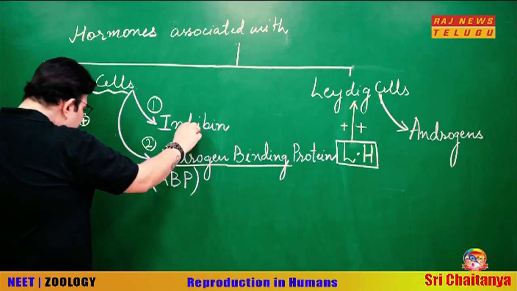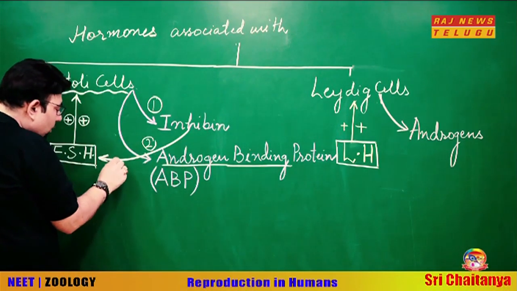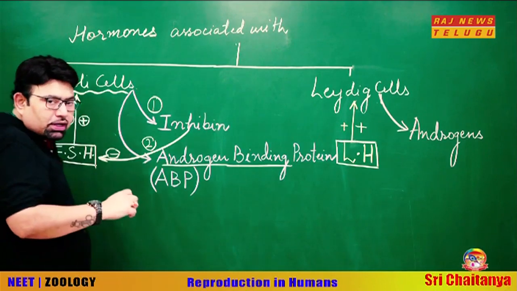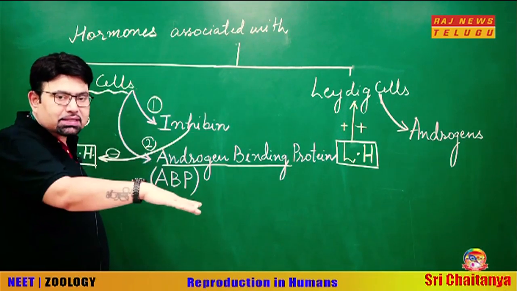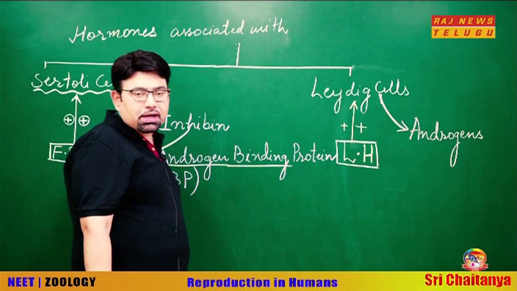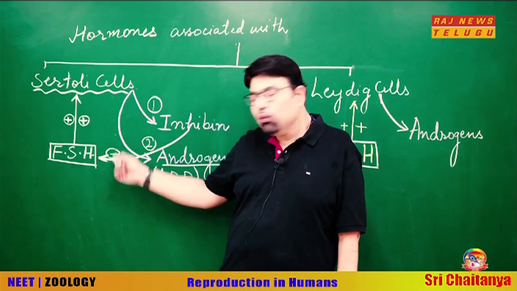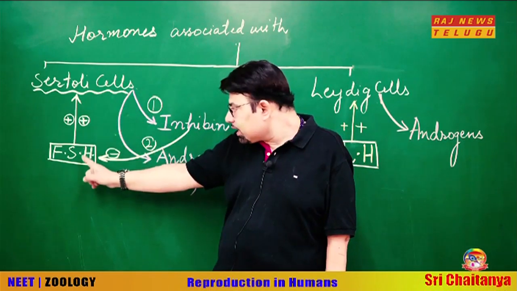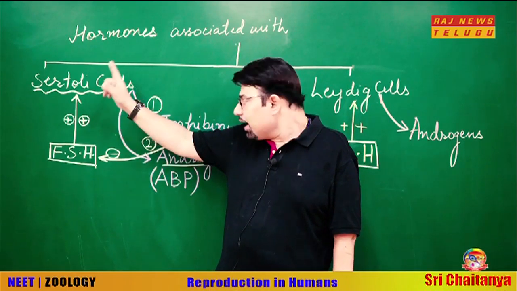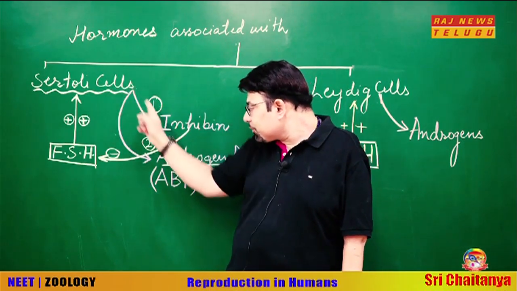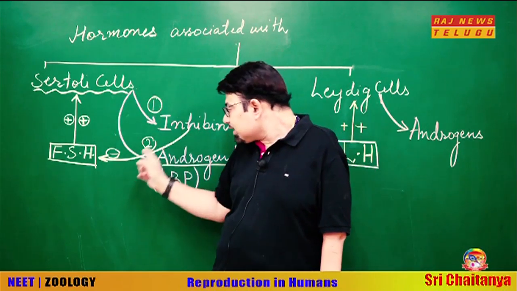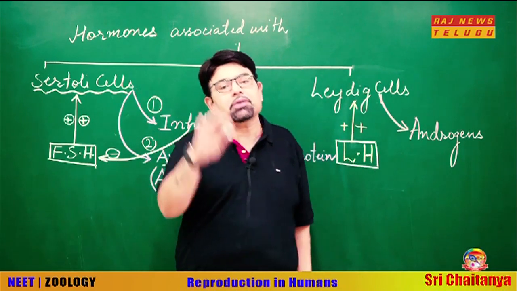This inhibin controls the secretion of FSH. It controls or suppresses the secretion of FSH. This is a very, very important question in the examination. Which hormone stimulates these cells? And then what do these cells produce, and how is FSH suppressed?